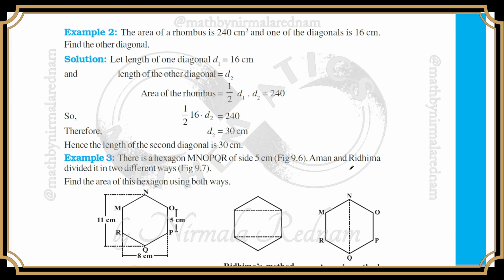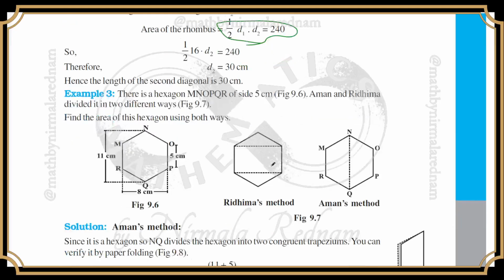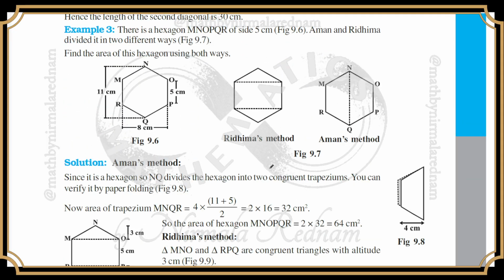Next, I have the area of a rhombus, which is given as 240, and one of the diagonals. We discussed yesterday the area of a rhombus is nothing but half d1 d2. If this is half d1 d2 and one of the diagonals is given, you can find the other diagonal by equating it to the formula, right? So that is your second solved example.